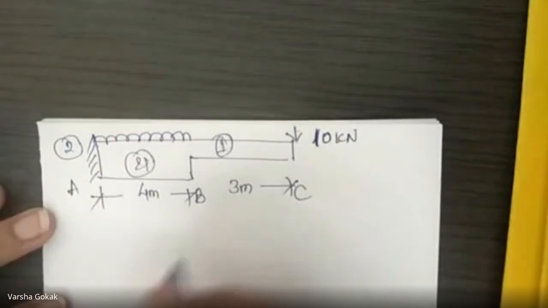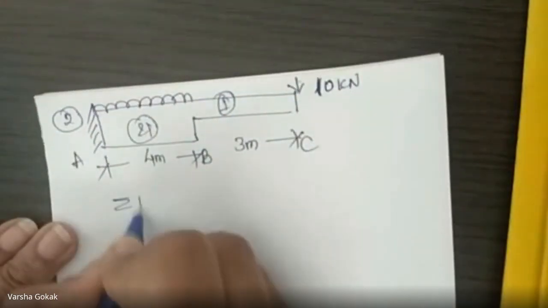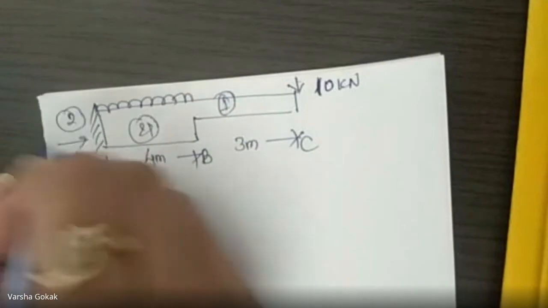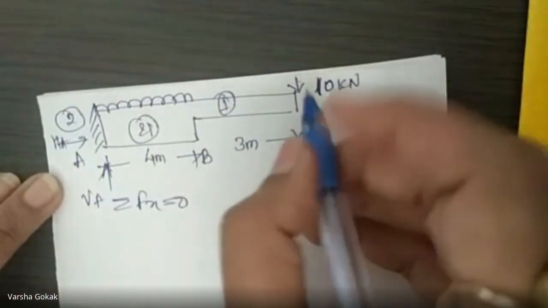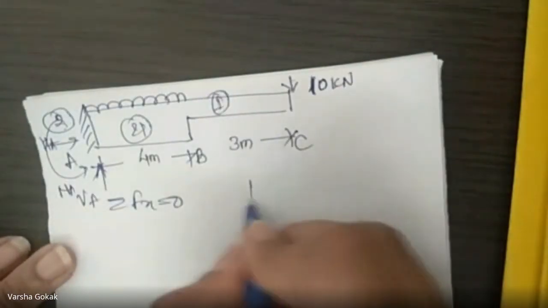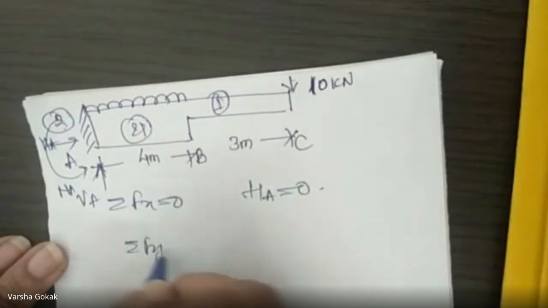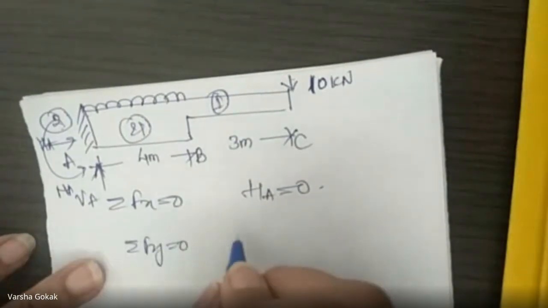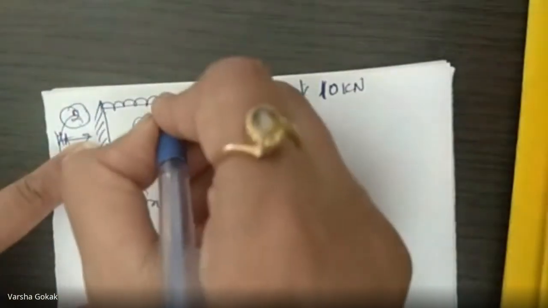Now what is the first step? We have to find the reactions. So let us find the reactions. Summation Fx equal to 0. So I'll have here HA, I'll have here VA, and I'll have a moment MA, correct? Fx equal to 0, so HA equal to 0. And then summation Fy equal to 0, VA is going upward.